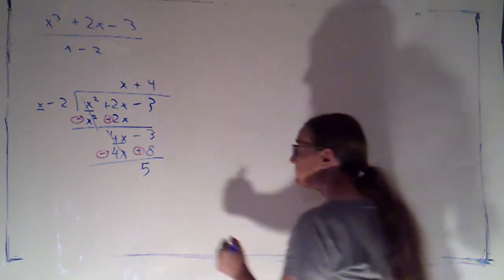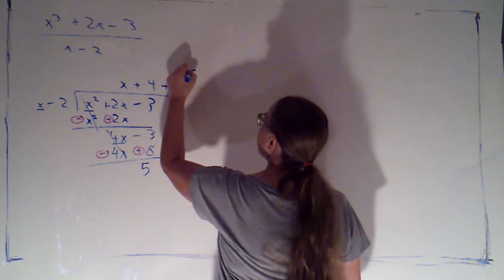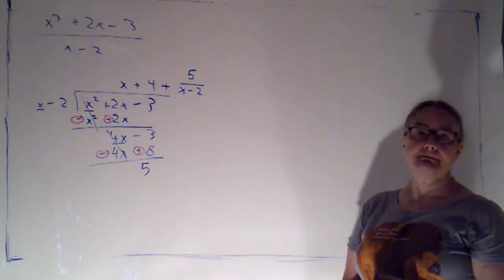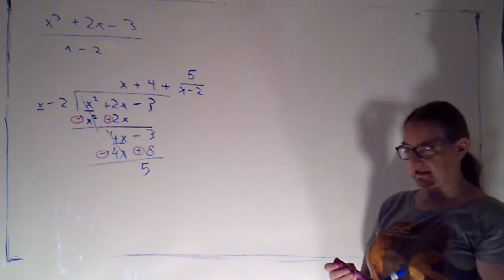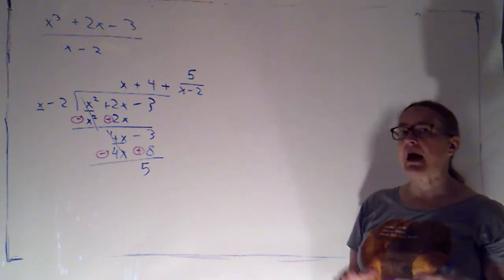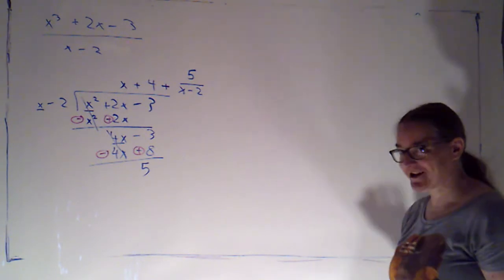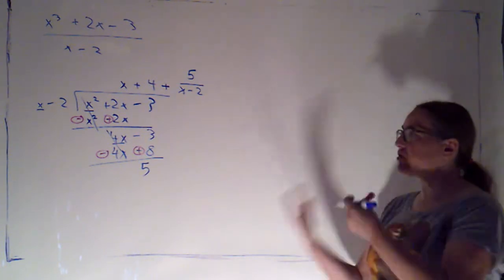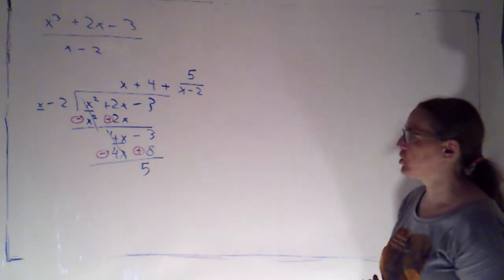So what do I do with that remainder? I add the remainder over x minus 2. So that is my answer. All right, I'm going to show you how synthetic division works for this problem, and then I'll show you how to do it, and we'll talk about why it works.